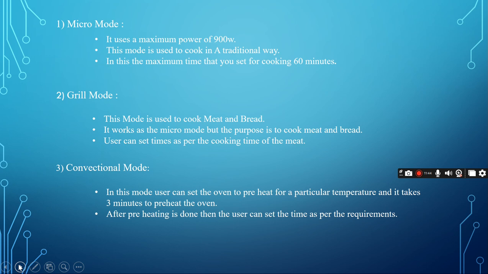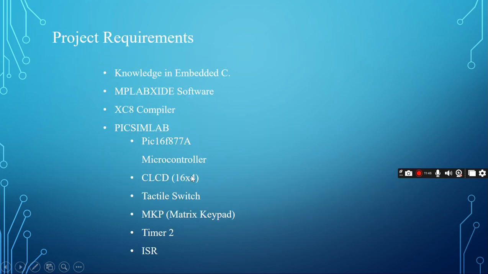So next slide: what are the requirements for doing our project? One should be good enough in embedded C. So knowledge of embedded C, and we have MPLAB X IDE software and the XC8 compiler. These are available online free of cost. And next is PICSimLab. It contains the PIC16F877 microcontroller, CLCD 16x4 display, tactile switch, matrix keypad, Timer 2, and ISR. So these are the components in PICSimLab.